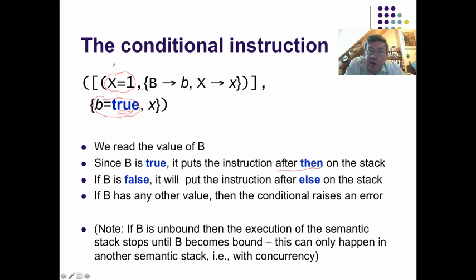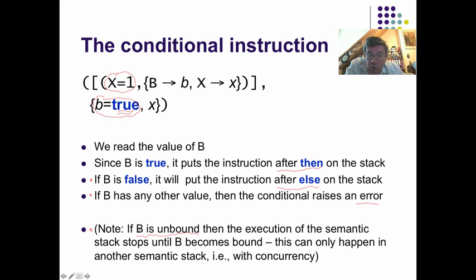Now let me explain what would have happened if b would have had another value. If b would have been false, it would have put the instruction after the else on the stack. That would have been a skip. If b would have had any other value other than true or false, that would be an error, and we would raise an error condition using a concept called exception, which we'll see later in the course. And there is yet a fourth possibility. What happens if b is unbound?